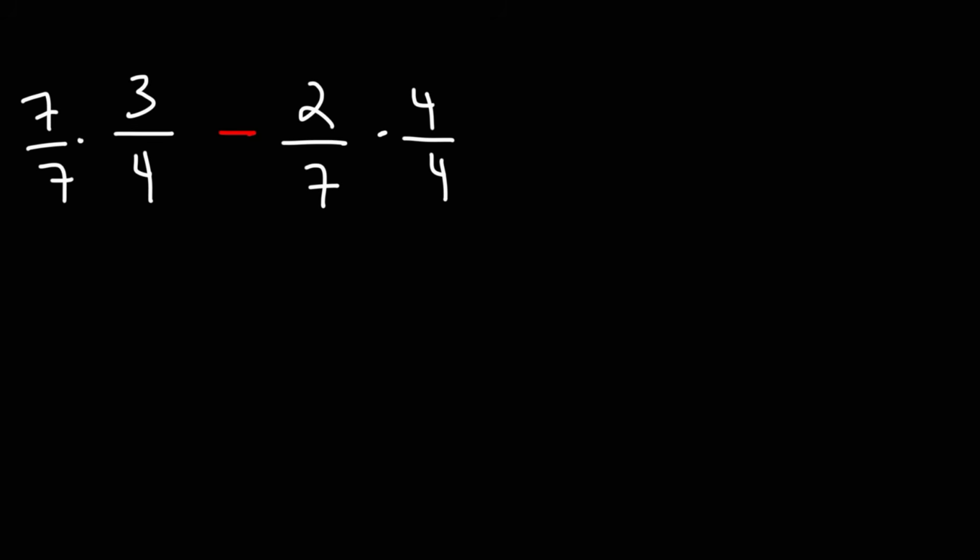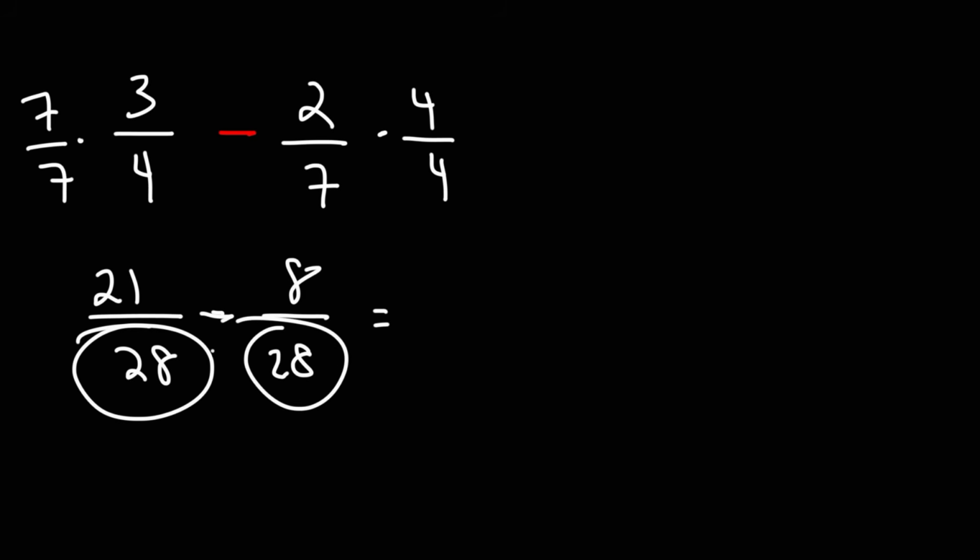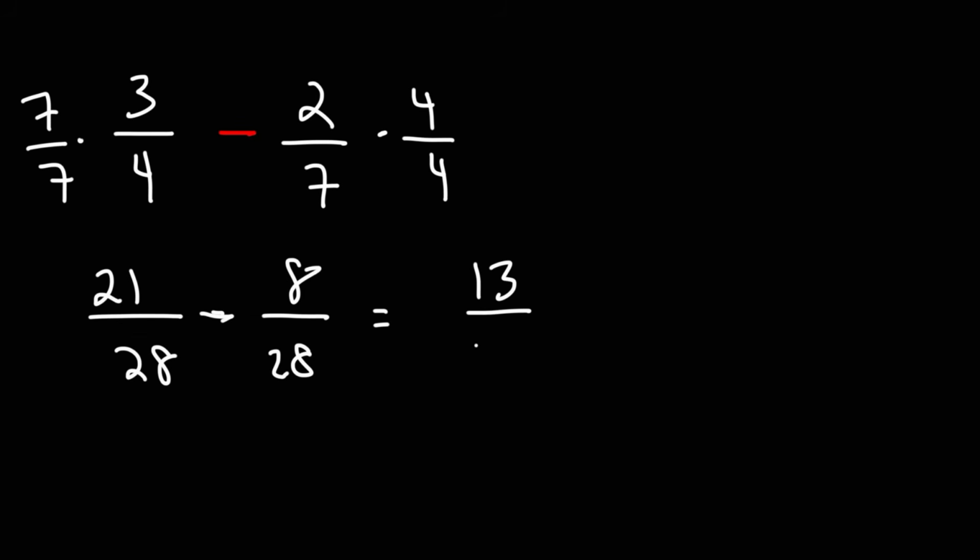7 times 3 is 21. 7 times 4 is 28. 2 times 4 is 8. And 7 times 4 is still going to be 28. So now that we have the same denominator, we can subtract 21 by 8. 21 minus 8 is 13. So the final answer is 13 over 28 for this problem.